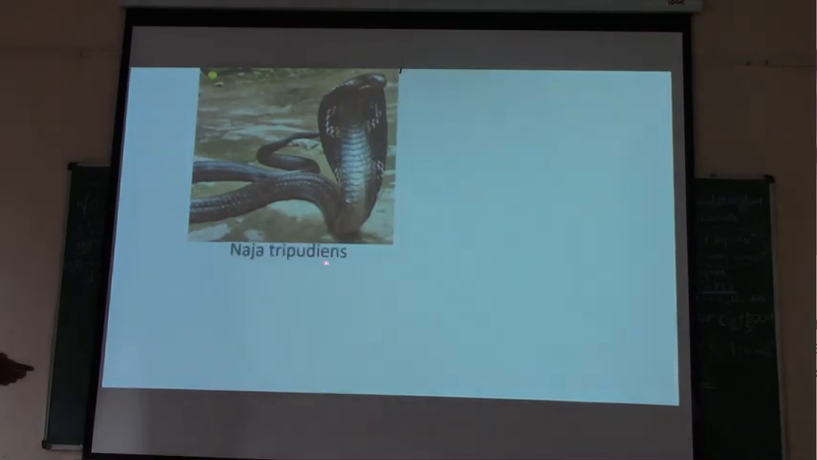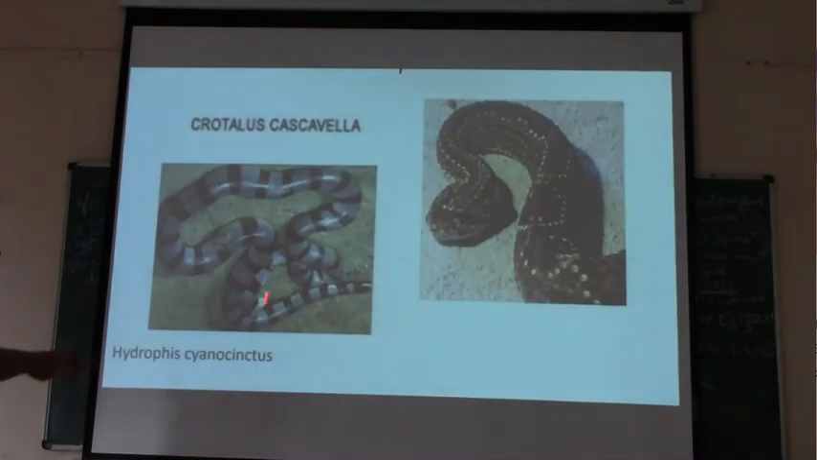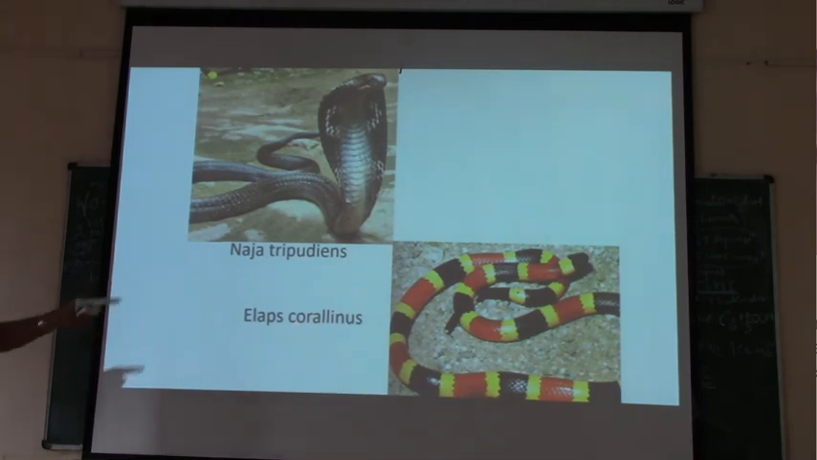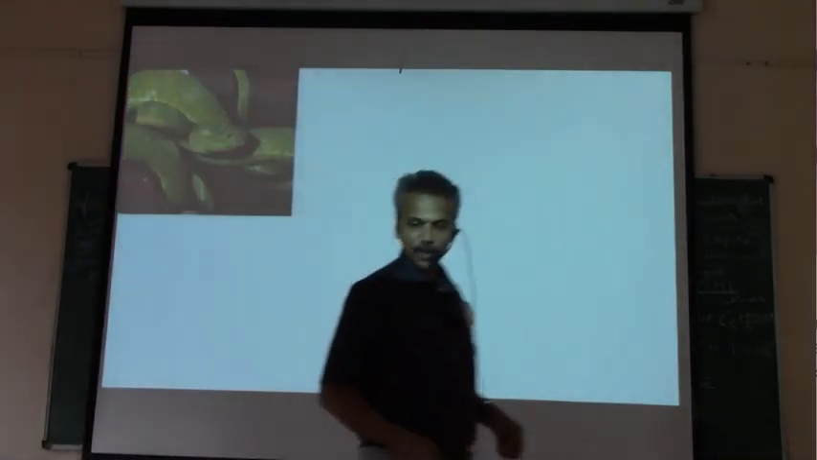So Naja tripudians, and we see this and this look a little similar, but this is more colorful, and it looks like coral. We'll go into the details a little later. And this is Elaps corallinus. Elaps, a very colorful snake. The other snakes were beautiful, and this is very colorful. So Elaps, and we also have a few more.